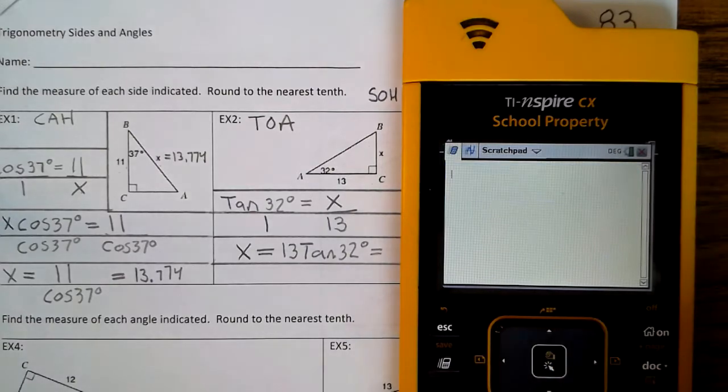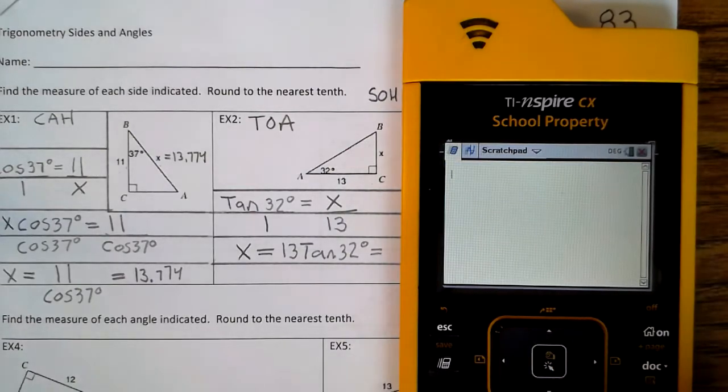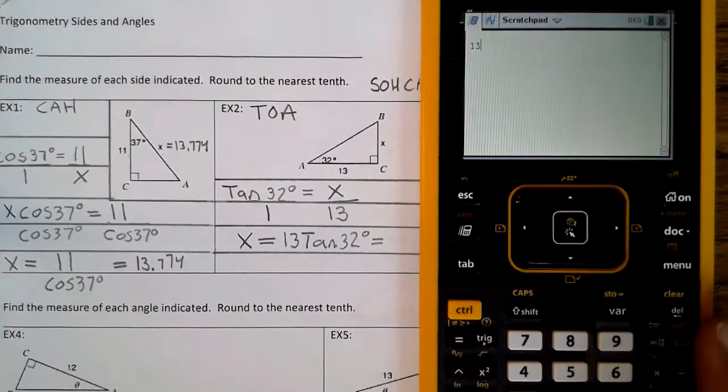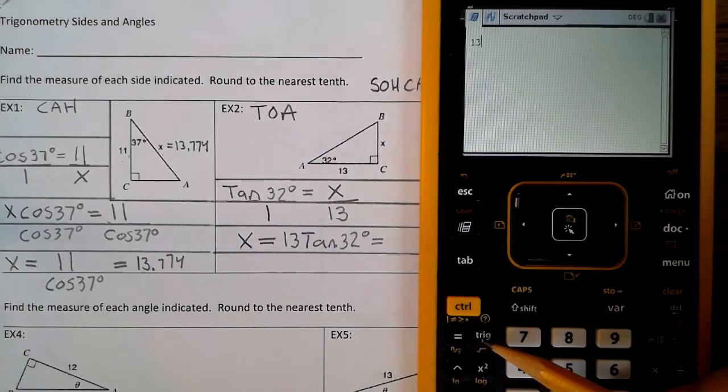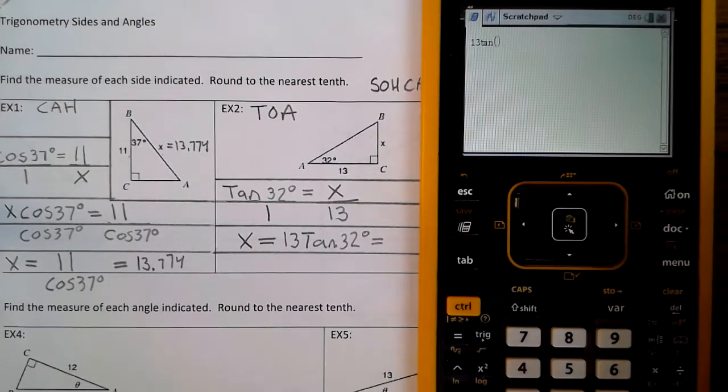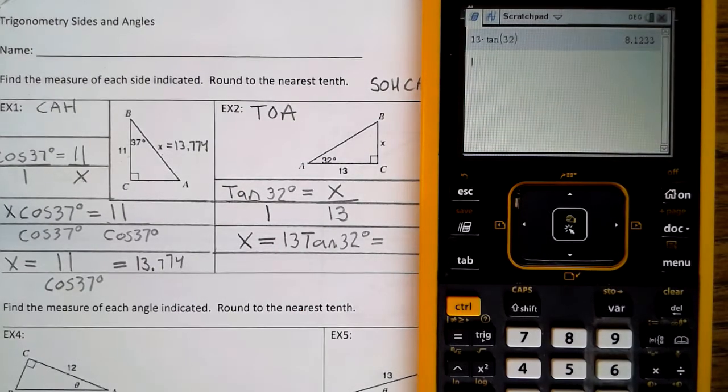so we'll delete this, then we go 13, we press the trig button, which is right here, and then we pick tangent of 32 degrees, and that's 8.123.